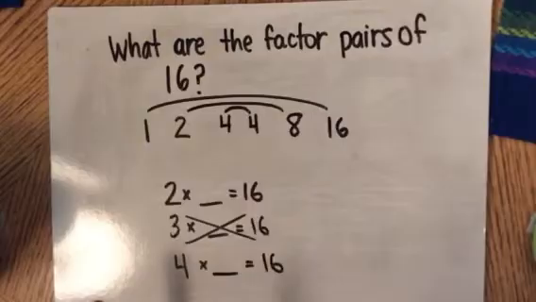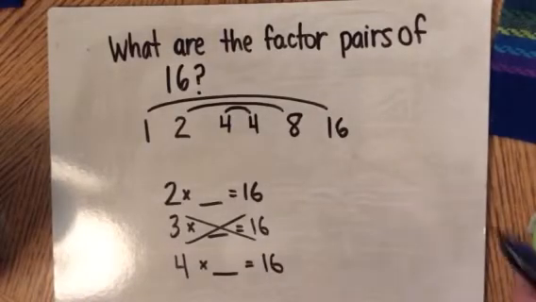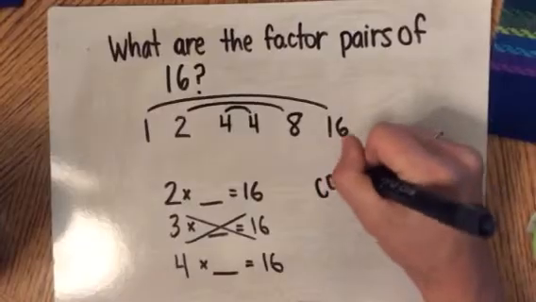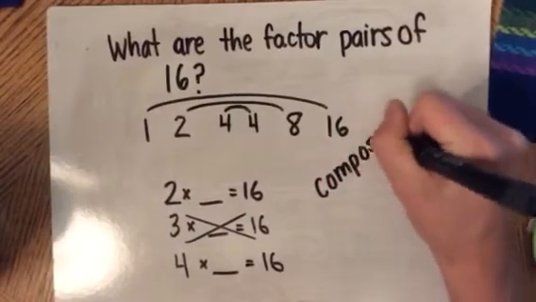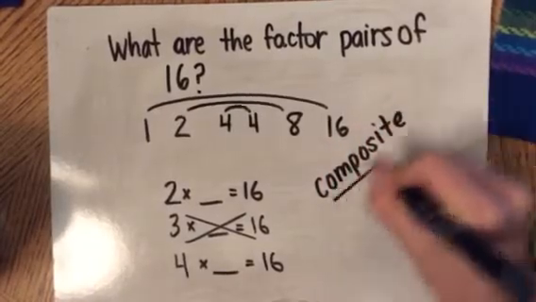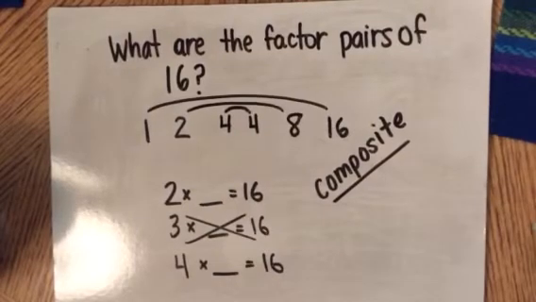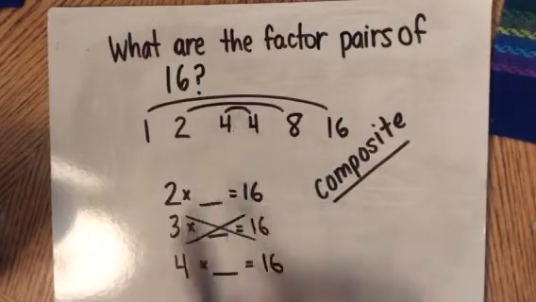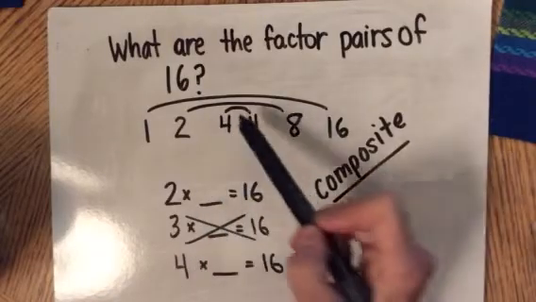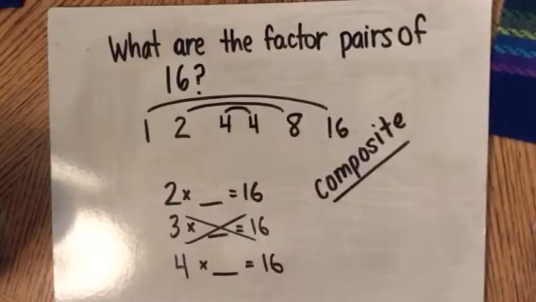So what kind of number is 16? Well, we know it is a composite number. It is a composite number because it has more than 2 factors. It has 6 factors or 3 factor pairs. 1, 2, 3 pairs of numbers.